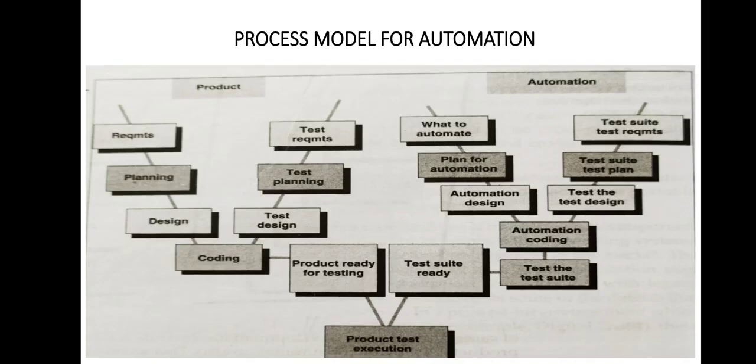You can see in this diagram a W model where some phases of automation are involved. You can see requirements, planning, design, and coding of the product, and as well on our right side the automation phases are there. First we will decide what to automate, then we will generate a plan, then we will go for the design of automation, after that we will code. It is the same as a software development project, and at last we will go for the test suites.